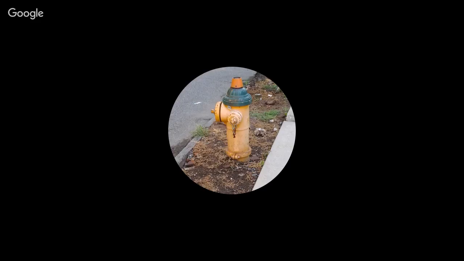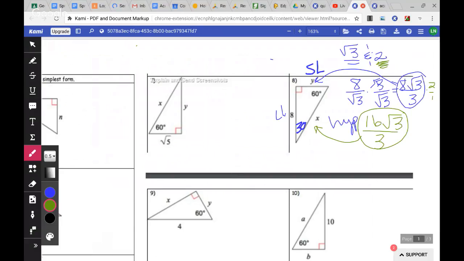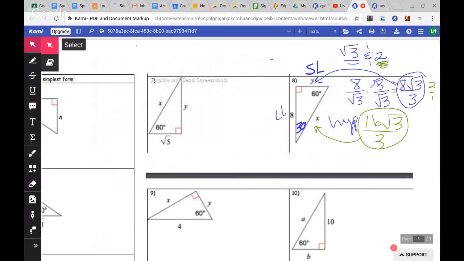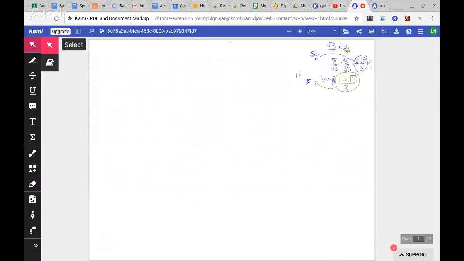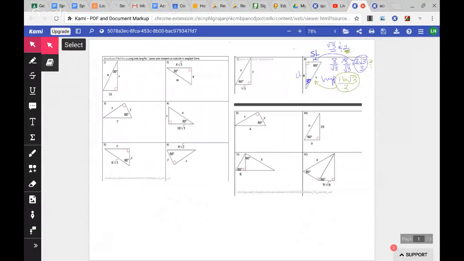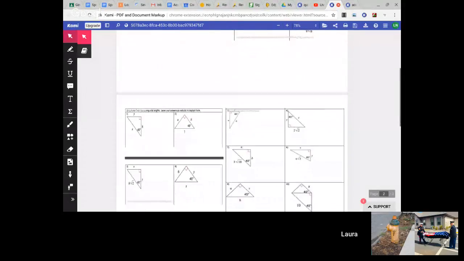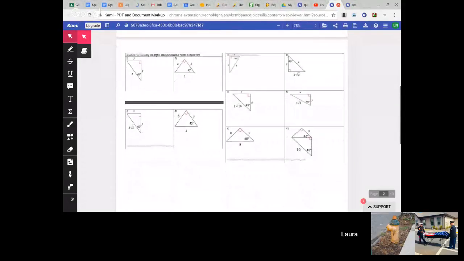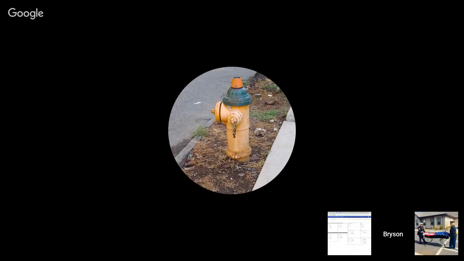I have number 9. Actually, number 8 on the other sheet. Okay. Let me flip to that. On this page? Yes. Okay.